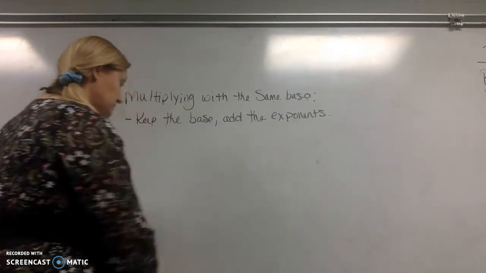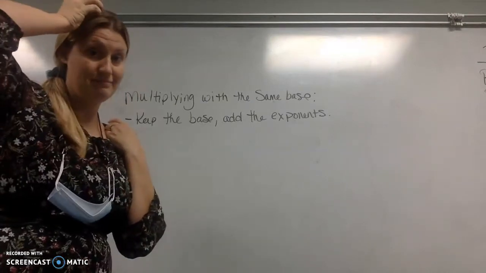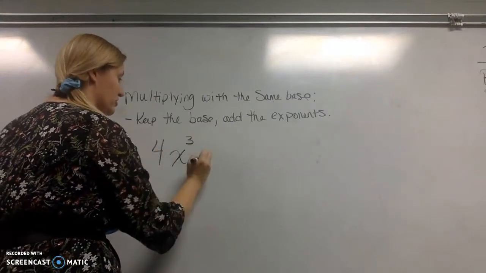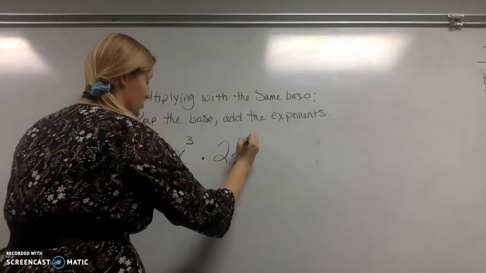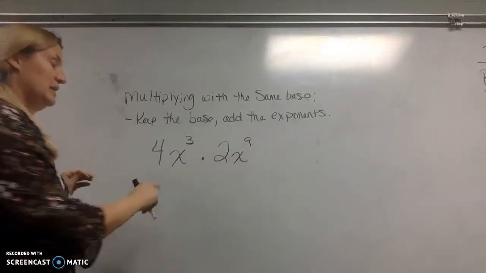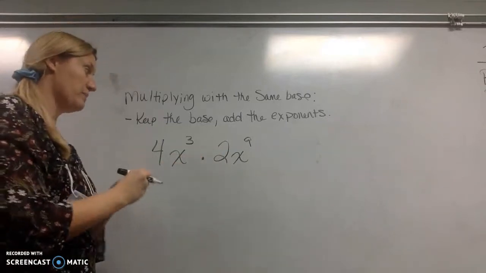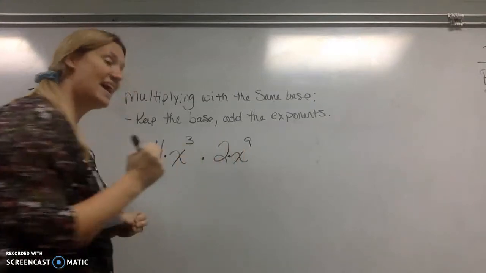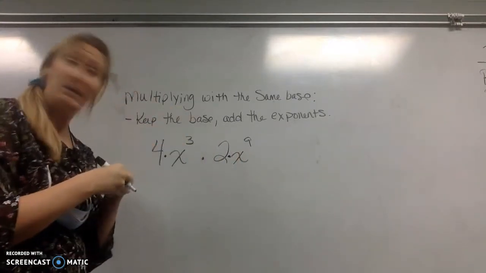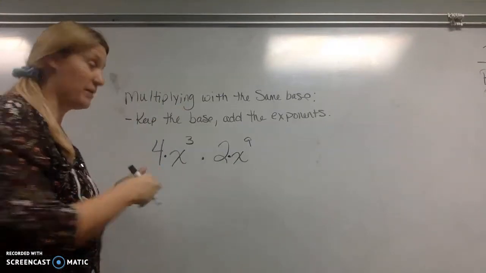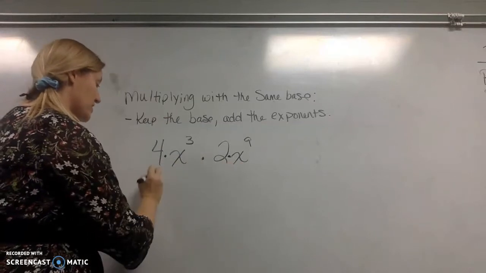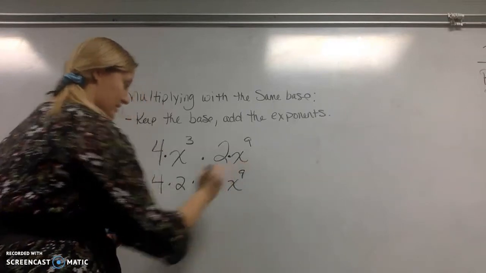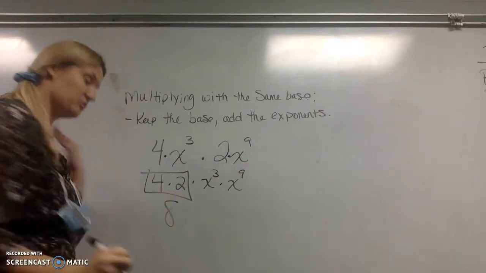Now let's try one that has more than just one power. So if I have 4x to the third times 2x to the ninth, okay? Now you may be wondering, well, what do I do with the 4 and 2? Remember, this is just multiplication. That means 4 times x to the third, and that means 2 times x to the ninth. And with multiplication, we can rewrite all we want. So I can rewrite this multiplying 4 things, as 4 times 2 times x to the third times x to the ninth. 4 times 2 is 8. I'm just multiplying 4 times 2.